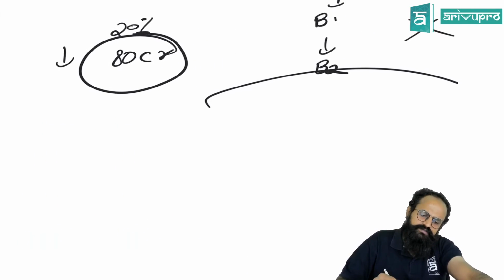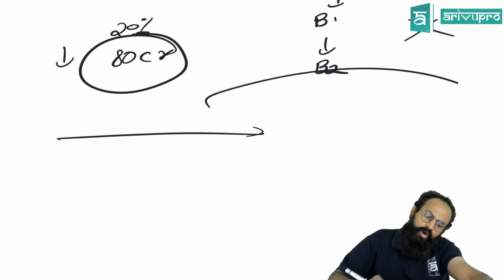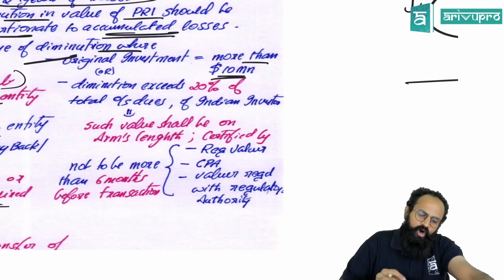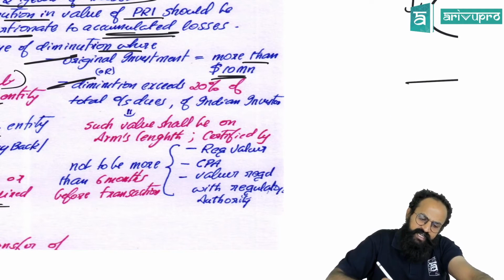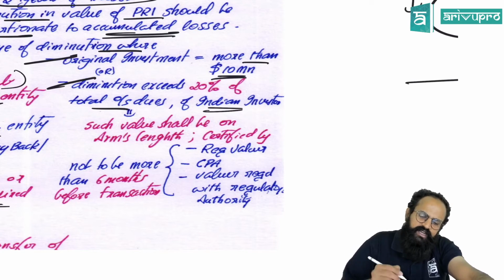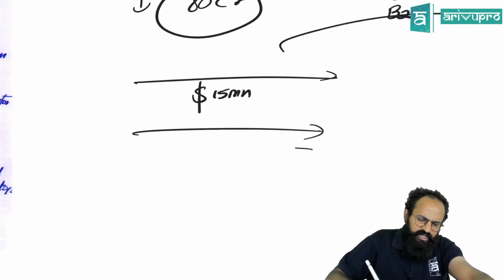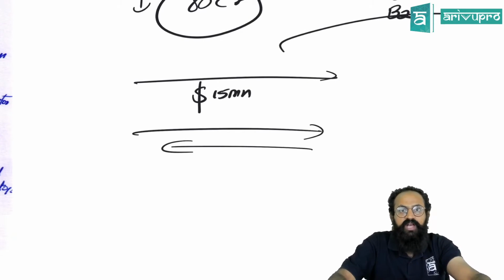Imagine, sir, I had invested more than $10 million. Let us take $15 million I had invested. Or if the diminution exceeds 20% of the total outstanding dues of the Indian investor. Meaning, whatever I've invested, they have to give back the entire amount, right? So that becomes the outstanding amount they have to give me back.